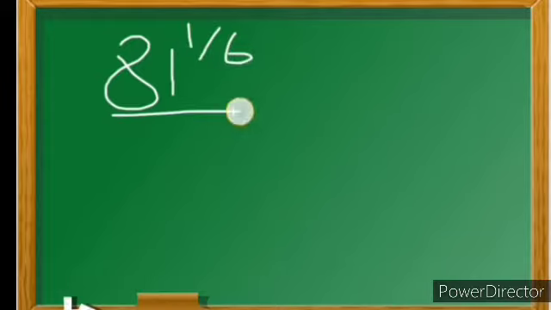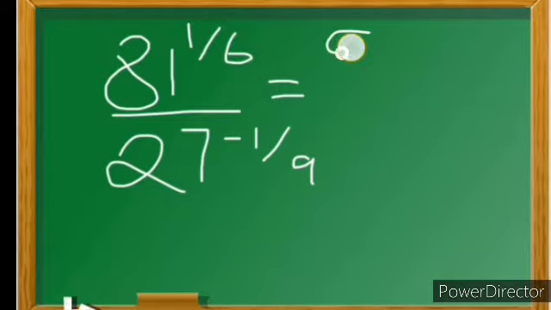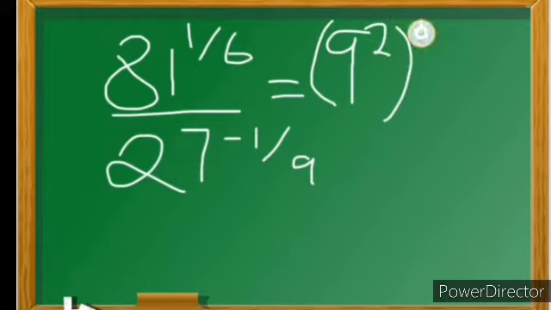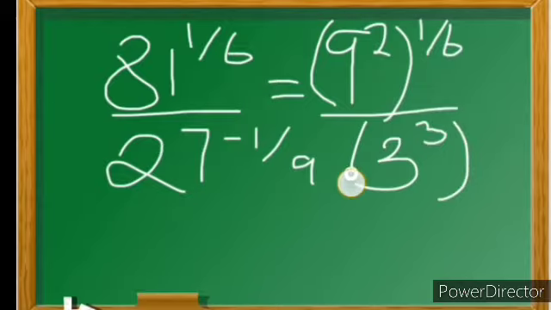So we have 81 raised to power 1 over 6 all over 27 raised to power minus 1 over 9. We're supposed to simplify this problem and reduce it to its simplest format. First of all, we're going to break down 81 and 27. We know that 81 is 9 times 9, which is 9 raised to power 2. So we'll put that in a bracket, raised to power 1 over 6. And we also know that 27 is 3 raised to power 3. We'll put that in a bracket and raise it to power minus 1 over 9.